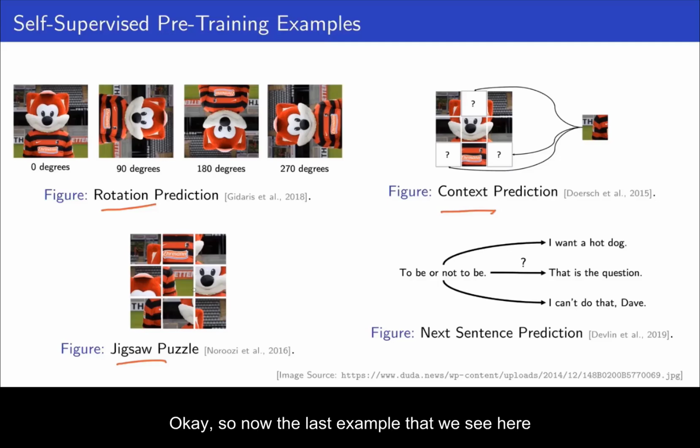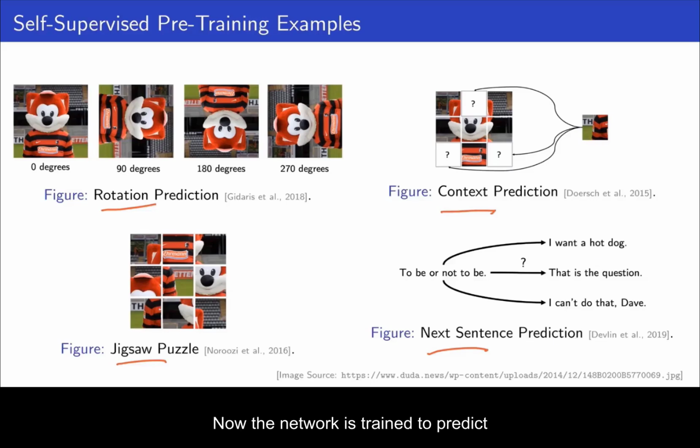Okay, so now the last example that we see here is from natural language processing. Here the task is called next sentence prediction. It is very simple to retrieve unlabeled text from the internet. For example, one can download an article from a newspaper or Wikipedia. And now, in order to train a neural network for language understanding, we provide the network with a base sentence, and in this example, 3 possible consecutive sentences.